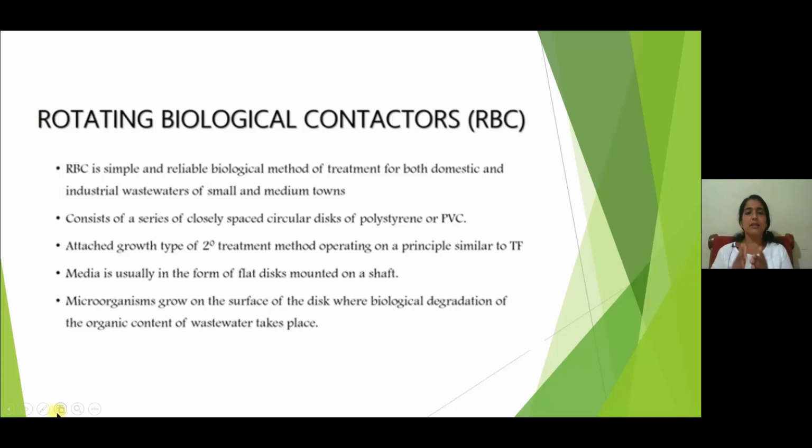RBC is a simple, reliable biological method of treatment for both domestic and industrial wastewaters of small and medium towns. It is not suitable for treatment plants having a large capacity.